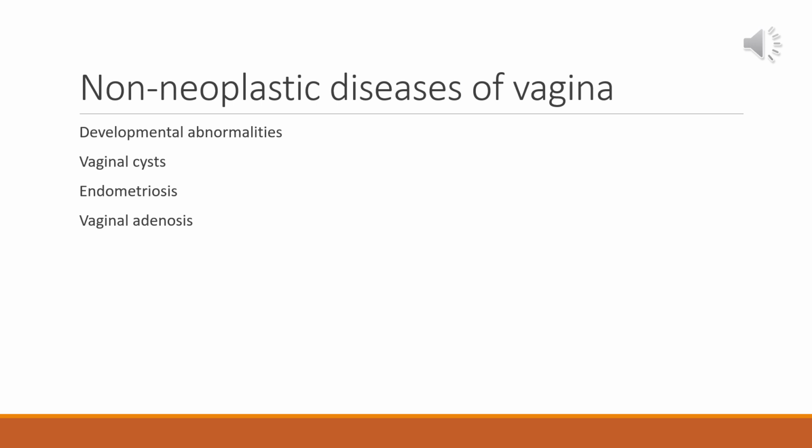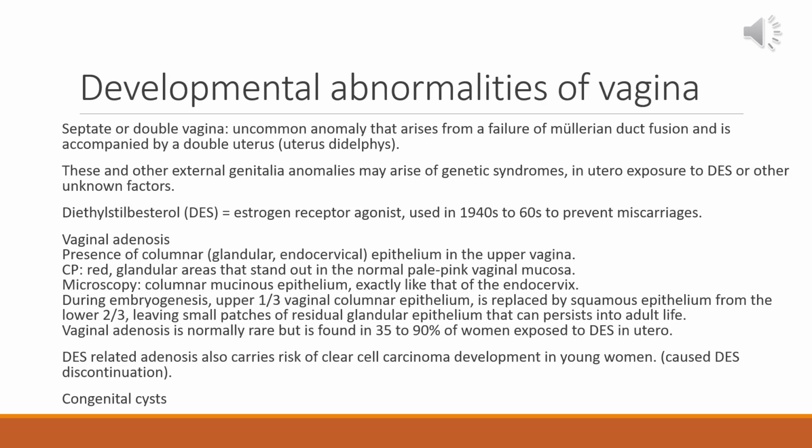So we finished with the vulva, and now we can discuss the vagina. Developmental abnormalities of the vagina. I would like to give special attention to diethylstilbestrol, DES, a synthetic estrogen, an estrogen receptor agonist. It was used between the 40s and 60s to try and lower risk of miscarriage in high-risk pregnancies.